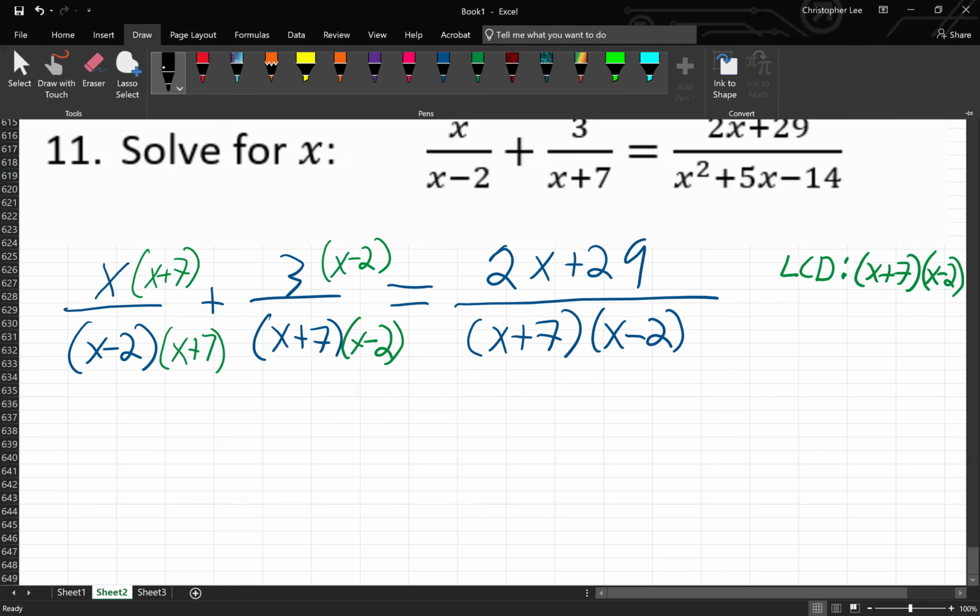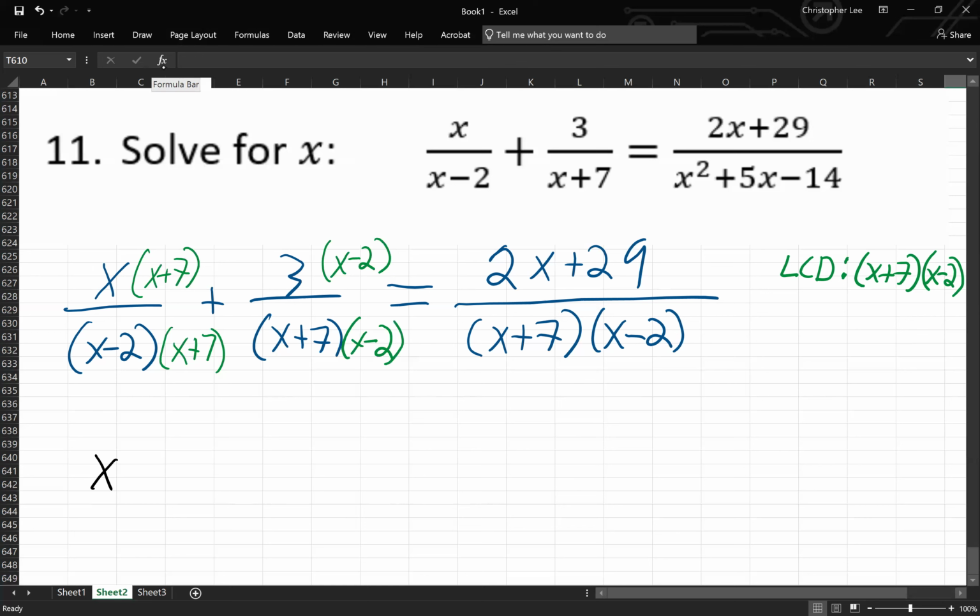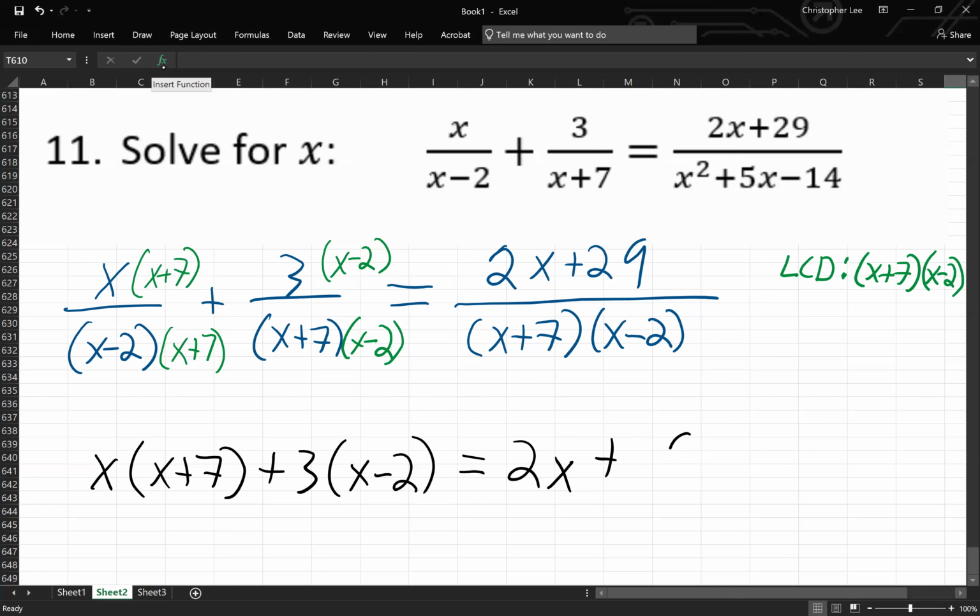So now I'm going to rewrite what I have, right? Now, you're going to notice something funny right now. This is going to be x times x plus 7 plus 3 times x minus 2 is equal to 2x plus 29. Now you notice I didn't write the denominator, right? Anytime you have an equation, an equation has an equal sign, I don't need the denominator no more. Just solve for x. Go ahead.